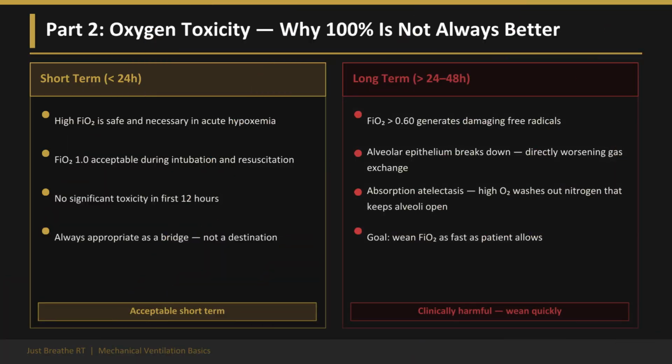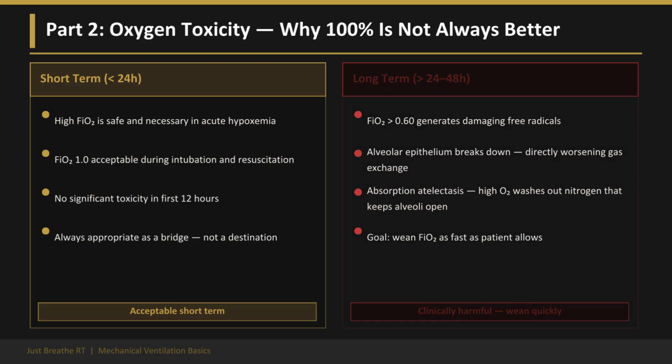Here's why. This is the part of oxygenation that does not get enough attention in RT school, and it causes real harm in real intensive care units every single day. Oxygen toxicity is a well-documented phenomenon. When a patient breathes high concentrations of oxygen, particularly FiO₂ above 0.60, for prolonged periods, the excess oxygen generates free radicals that directly damage the alveolar epithelium. The very structures responsible for gas exchange begin to break down.